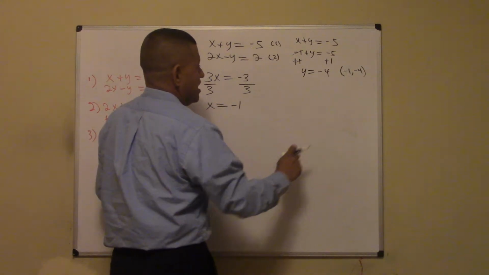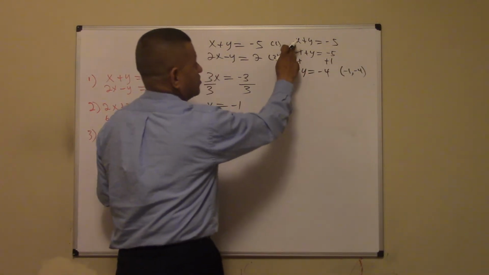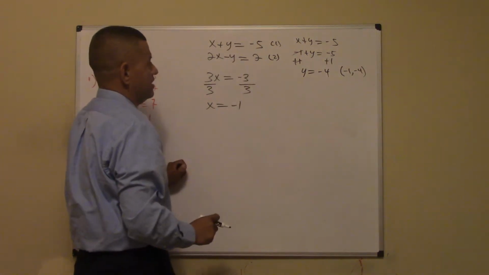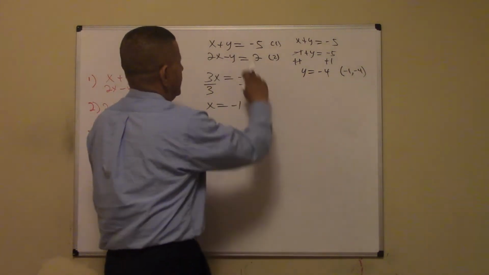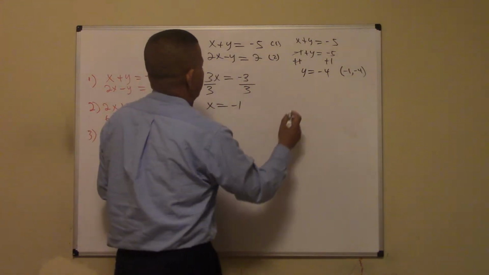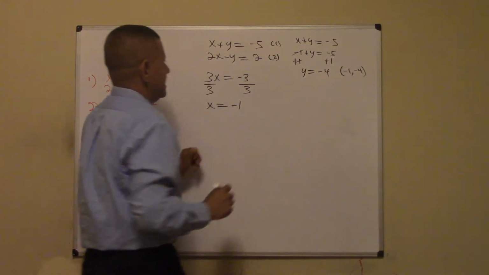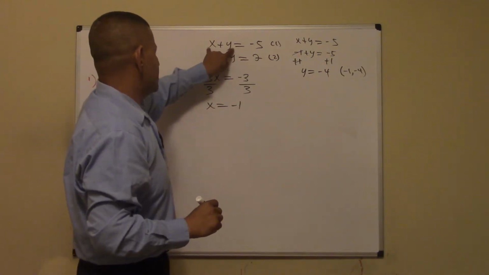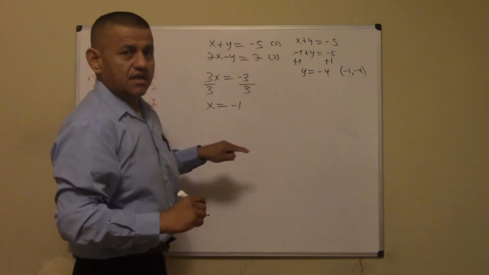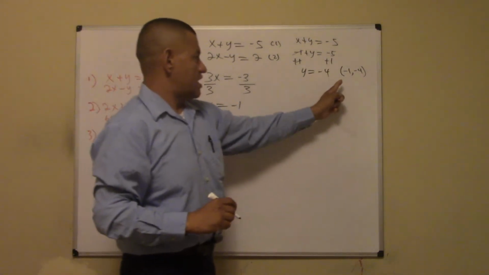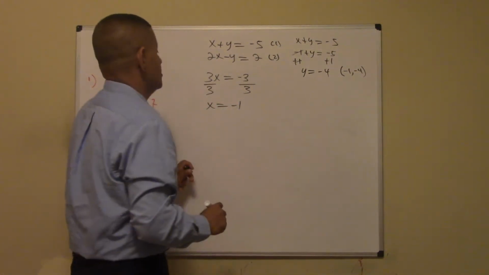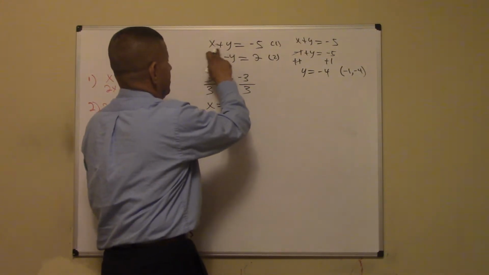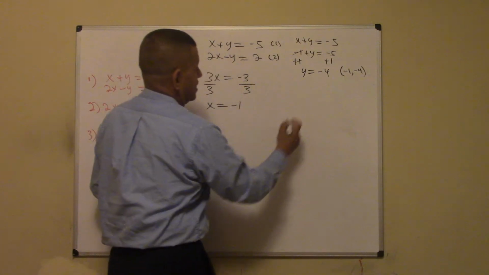Now what I can do is substitute these values in one of these equations. It doesn't matter which one of them I pick. Let's say that we pick number 1 again, right? And if the values of these two variables equal negative 5, then the answer is correct, okay? So let's substitute the values in this equation number 1.